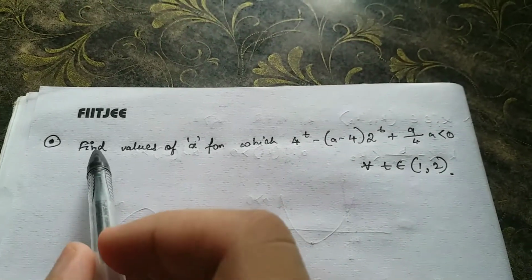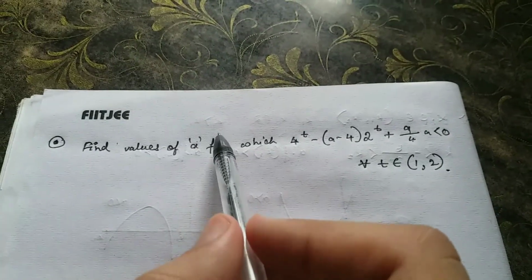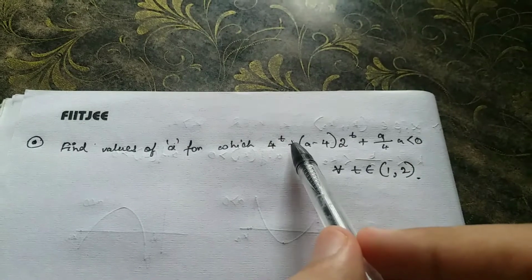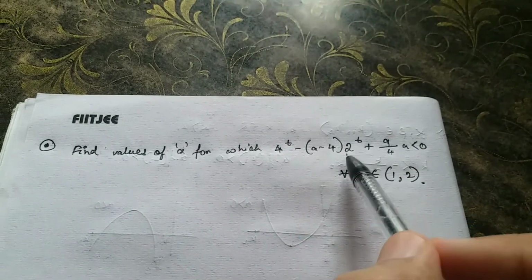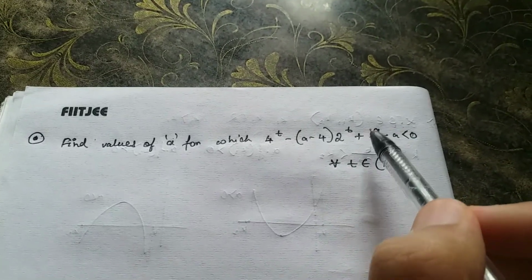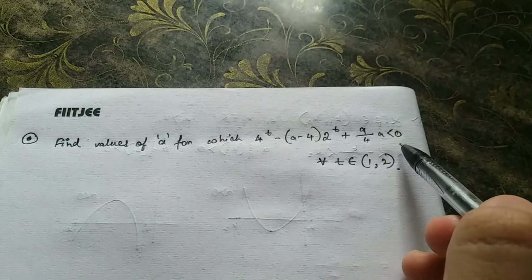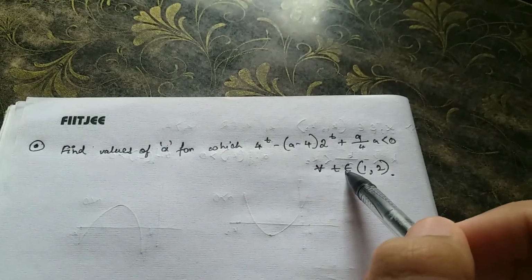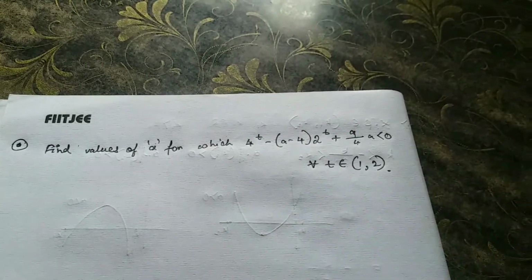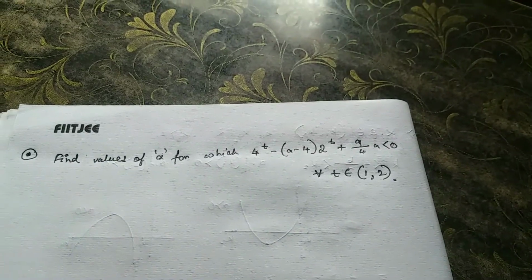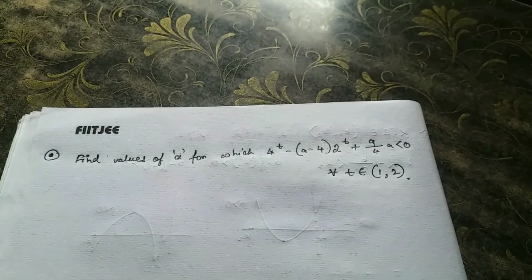So here is a problem for you all. Find values of a for which this equation, 4^t minus (a minus 4) into 2^t plus 9 by 4a, is lesser than 0 for all t belongs to (1, 2). So pause the video and complete the challenge. I am also giving the solution, then match your solution with mine.